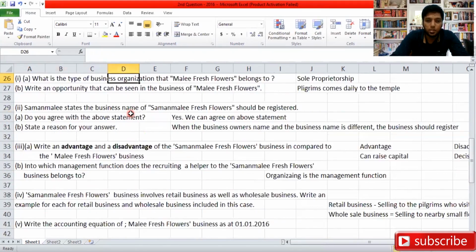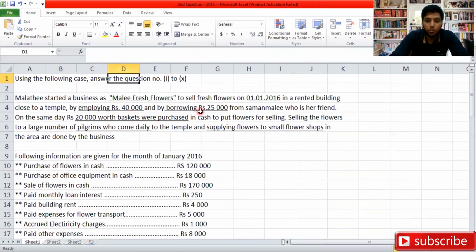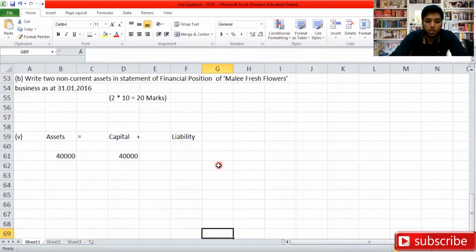The second thing they are saying is that she borrowed 25,000 from someone, Malik, who is a friend. So if you have borrowed 25,000, what would happen? You are taking a liability. So I can write here 25,000. You don't need to write where you get it. So it's cash you are getting, 65,000. So this is number one. These are the adjustments you can take.